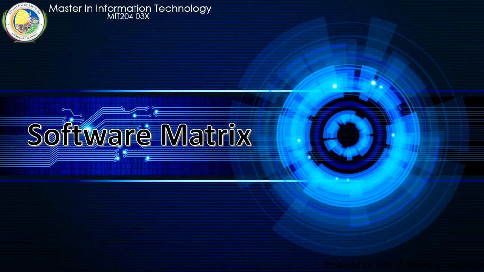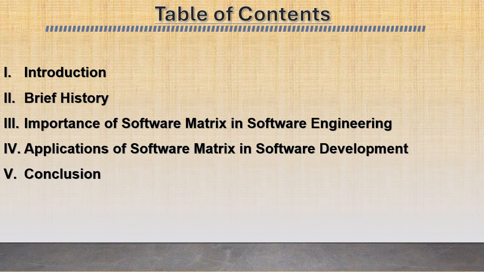So, my topic for today is about software matrix in software engineering. So, without further ado, let's get going. In this topic, we will discuss five points about software matrix. First is the introduction, second is the brief history, third is the importance of software matrix in software engineering. Fourth is the applications of software matrix in software development. And last is the conclusion.